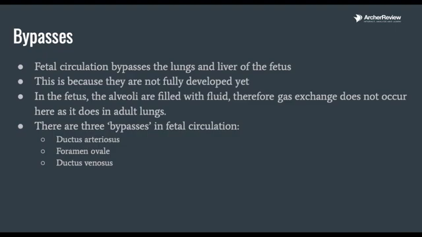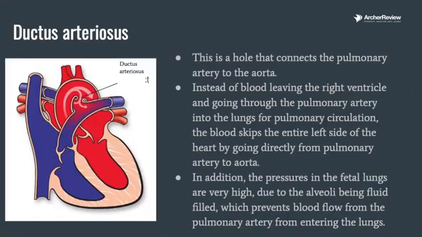The liver, just the same. It's not working yet. It's not able to perform all of the filtration functions that an adult liver is. So we need to skip hepatic circulation. We need to keep it all systemic. Therefore, we have these three bypasses. They are the ductus arteriosus, the foramen ovale, and the ductus venosus. Let's go over all three of those in more detail.